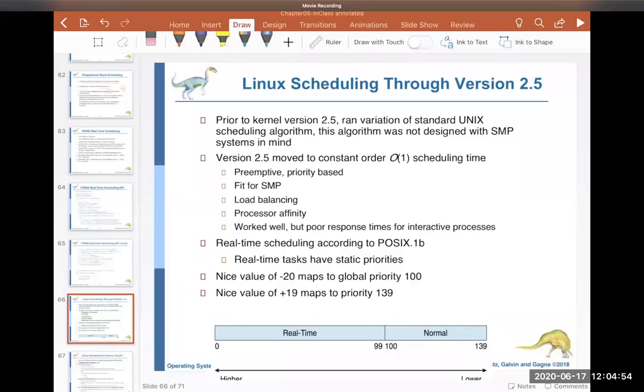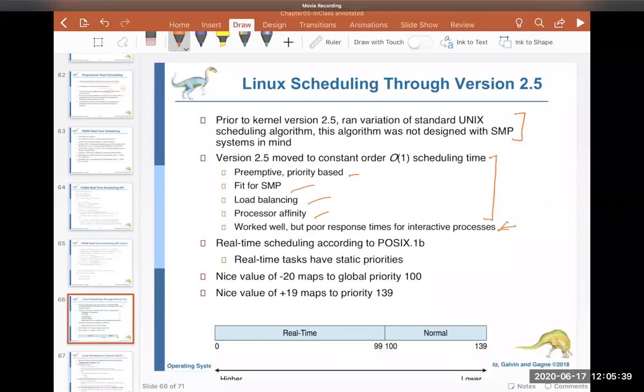Yes, the Linux kernel has improved a lot over time. Previously it was not that efficient in handling real-time jobs, and was not fit for SMP systems. But with version changes, it is now more preemptive and priority-based scheduling, fit for SMP, performs load balancing, and has processor affinity, but it has a poor response for interactive processes. So over time it has improved a lot. Real-time scheduling is possible using a Linux system.